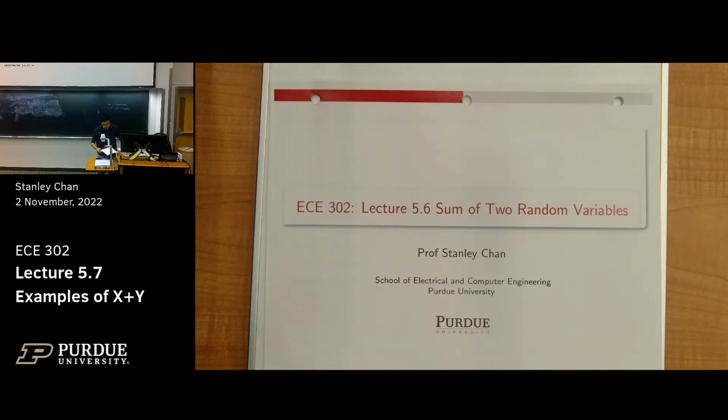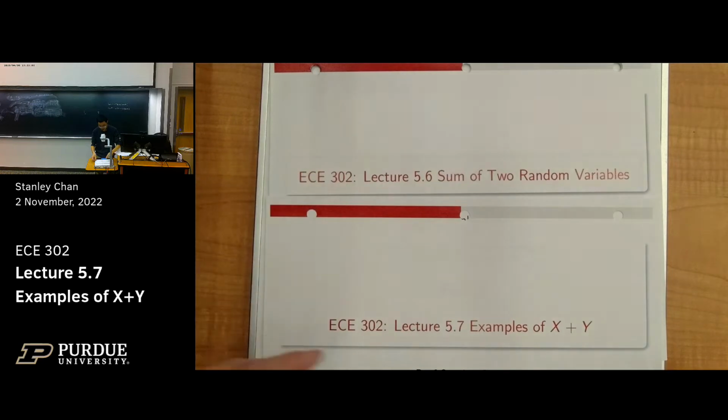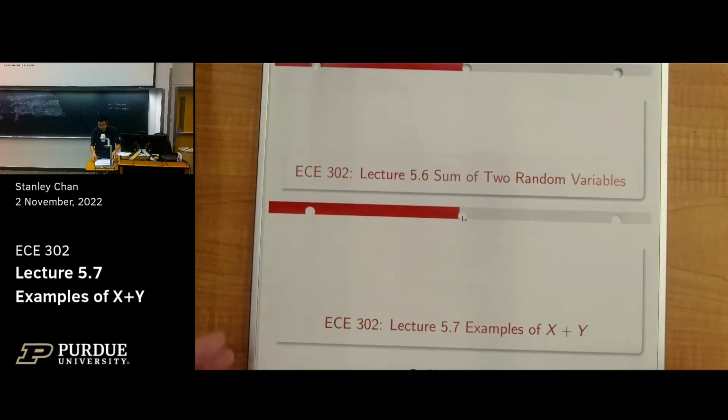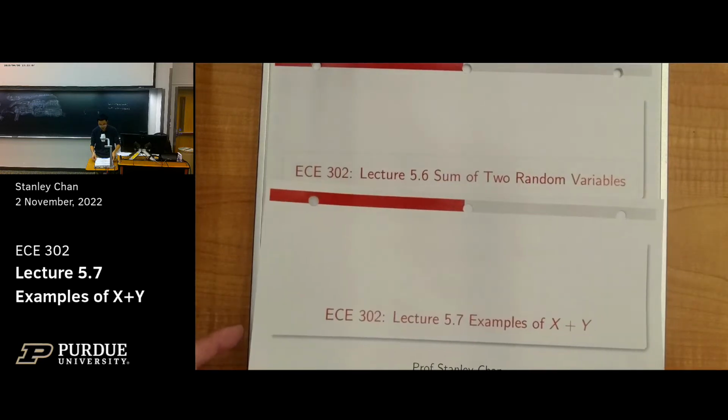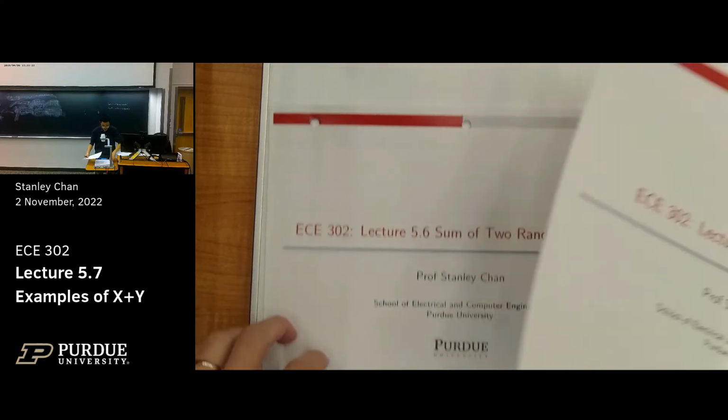So what I want to do today is to talk about these two sections together, sum of two random variables with many examples. The bottom line is that when you have random variables X and Y, when you sum them up, it's going to become the convolution of the two PDFs. That's the principle. Okay? Eventually, we want to show that. And then we want to show some examples.